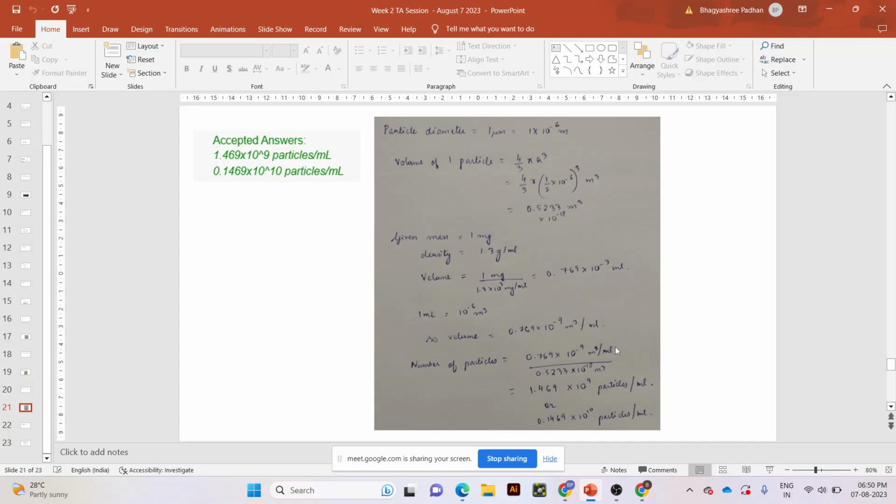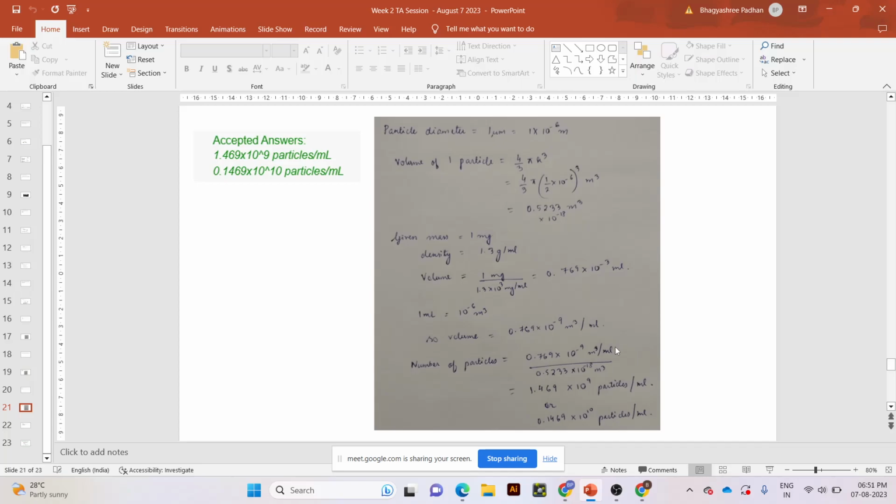particles per ml. So first, the diameter 1 micron, we can convert it into meter, which is 10 power minus 6 meter. Then volume of one particle will be 4 by 3 pi r cube. And the answer will come in meter cube, which is 0.5233 into 10 power minus 18. And the given mass is 1 milligram, density is 1.3 gram per ml.